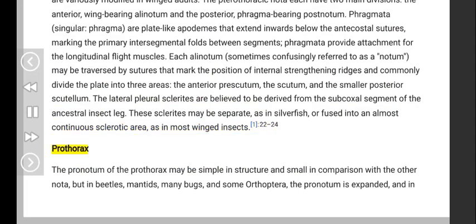Prothorax. The pronotum of the thorax may be simple in structure and small in comparison with the other nota, but in beetles, mantids, many bugs, and some orthoptera, the pronotum is expanded, and in cockroaches, it forms a shield that covers part of the head and mesothorax.